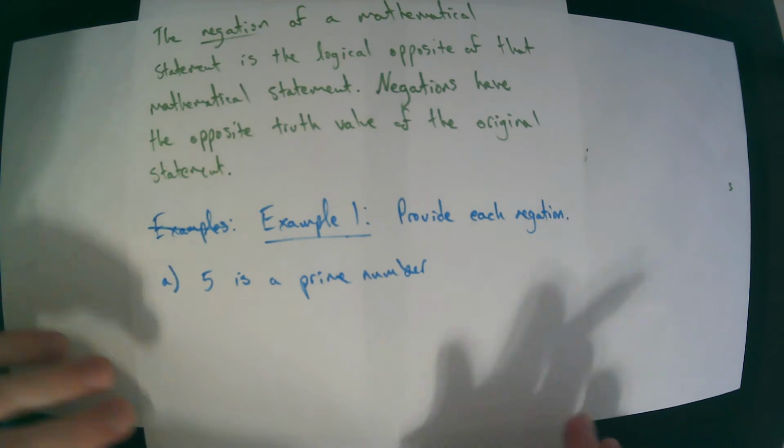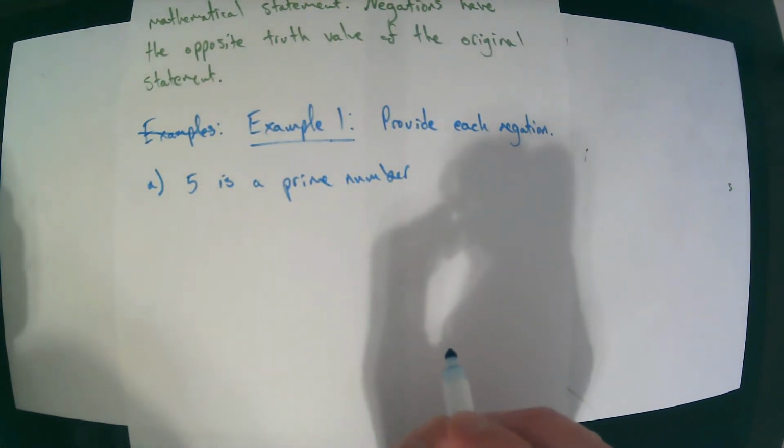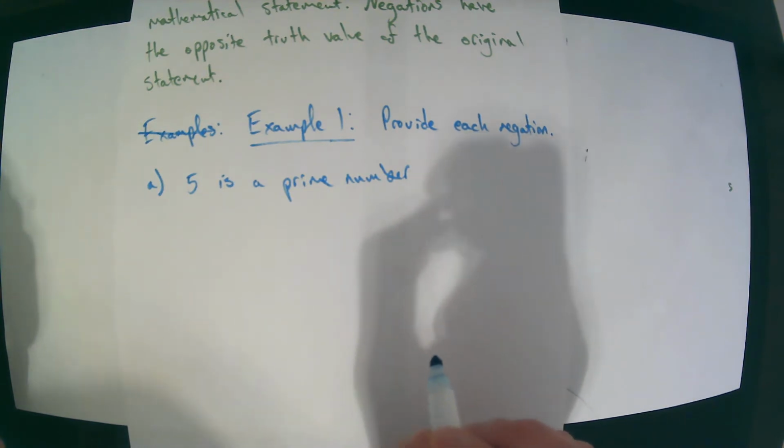Five is a prime number. Okay, so the negation, this is how we're going to denote this.